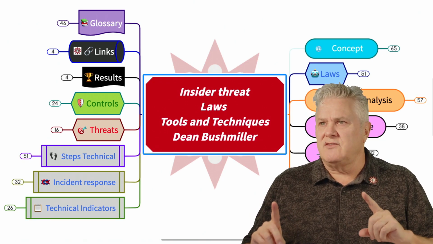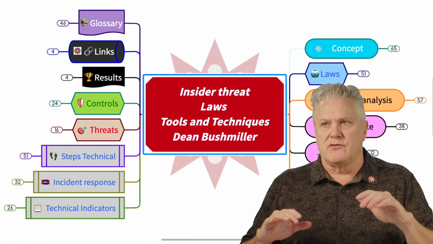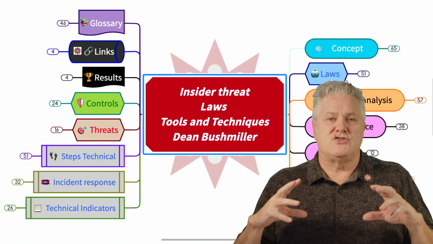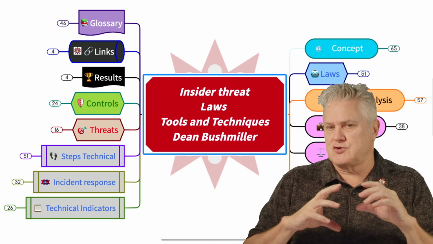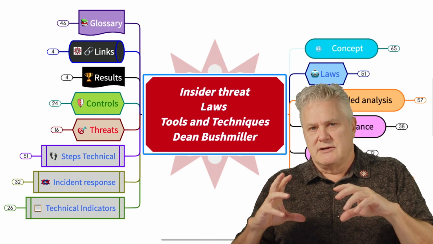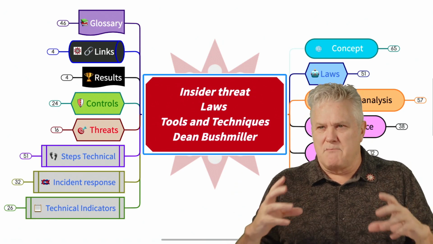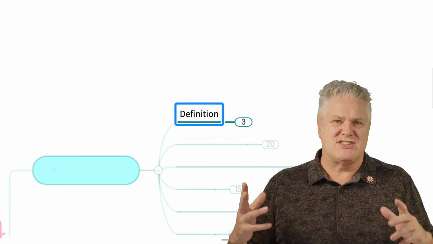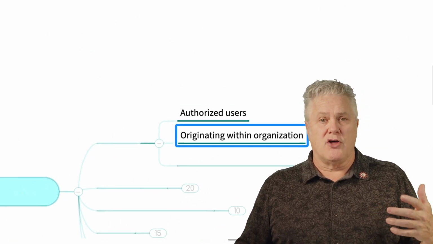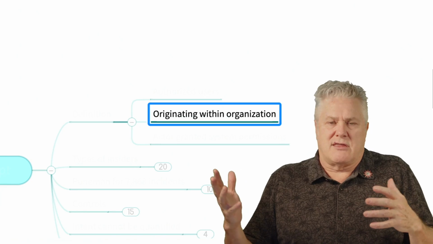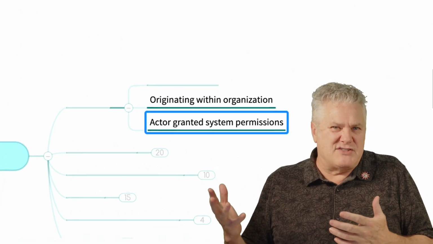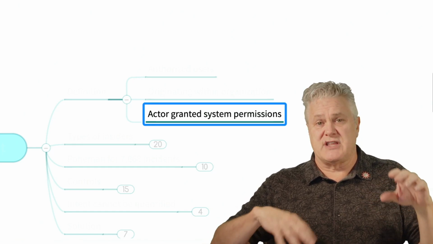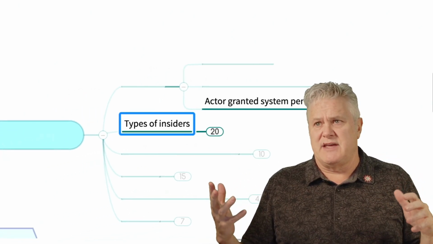When we look at insider threat, this breaks down into laws, tools, and techniques. This is actually two combined issues here. The law section was a little too small. The tools and techniques was a little too small, so I combined them together. When we look at this from a conceptual standpoint, the definition of insider threat is those authorized users who come from inside of our organization. These are actors that are granted system permissions. They are allowed in. This isn't somebody from the outside.